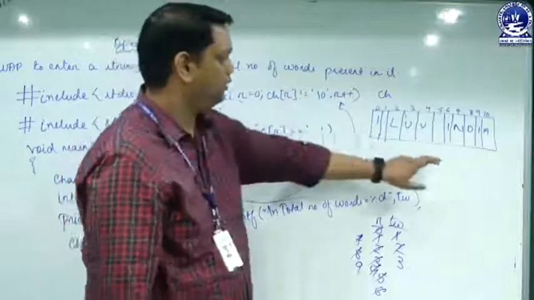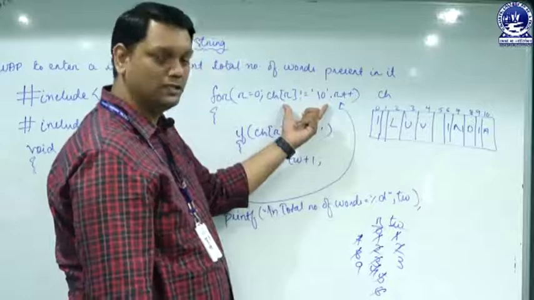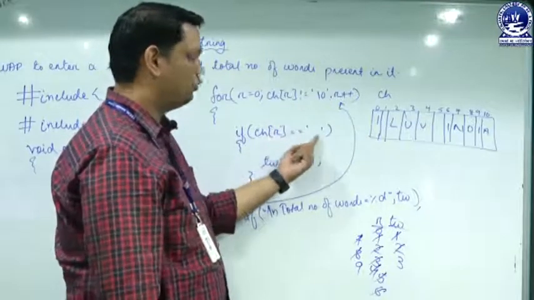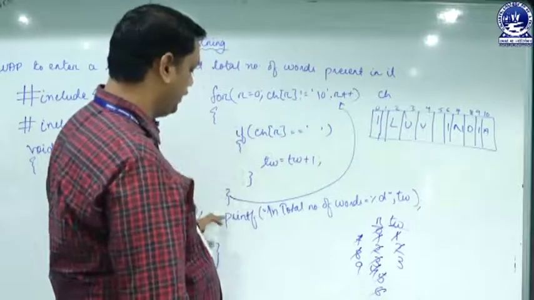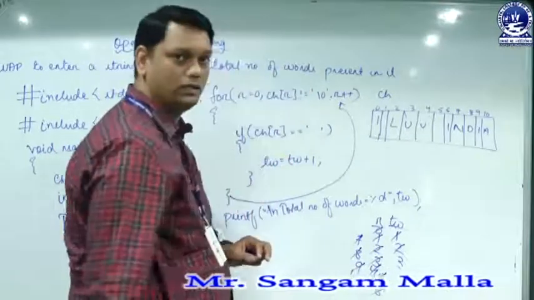So ch of 9, that is I, is not equal to \0? No, I is not equal to \0. Again the condition will check: I is equal to space? No, I is not equal to space. Again it will come over here. R plus plus, r value will be incremented by 1, that is 10.